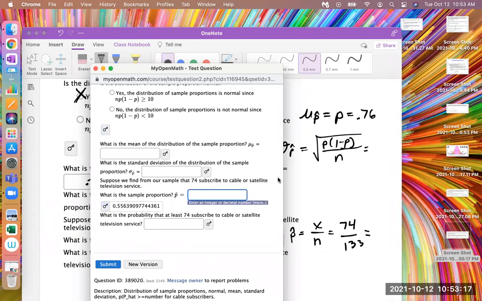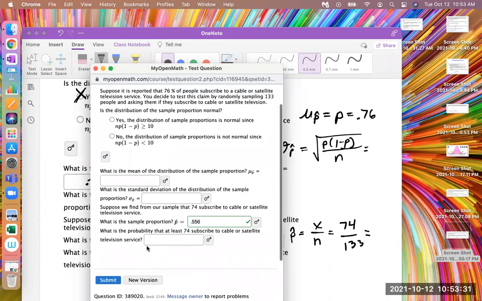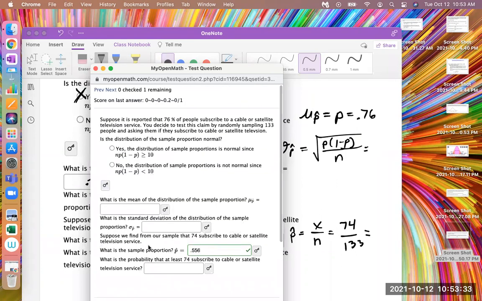0.556. I wonder if they would just accept 0.556. Let's just see how they accept that answer. I don't believe they're telling me. Okay, so it looks like you just put in 3 decimal places and they're happy with that.